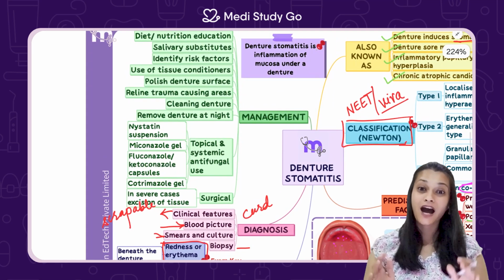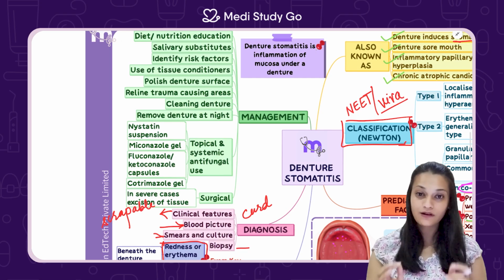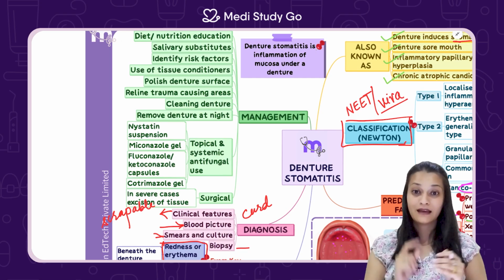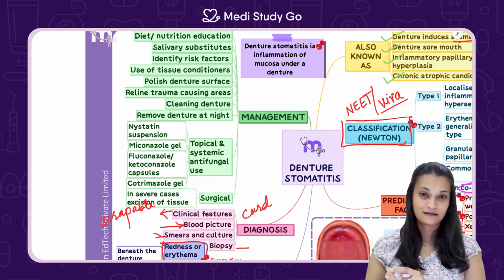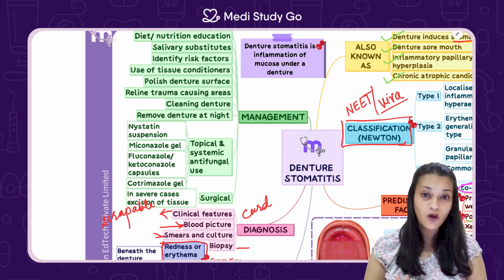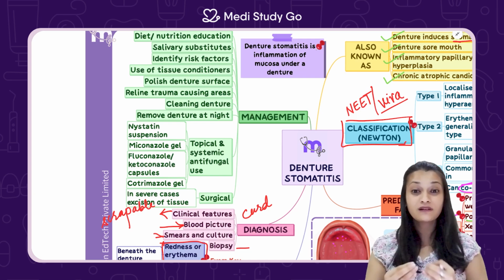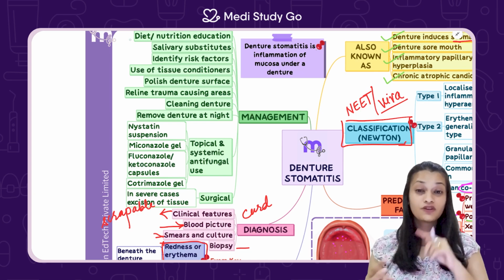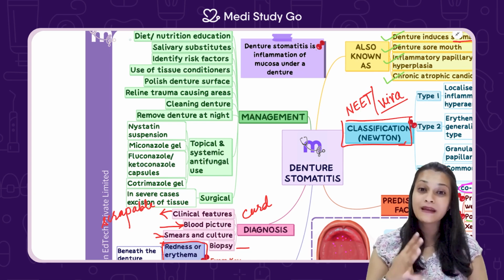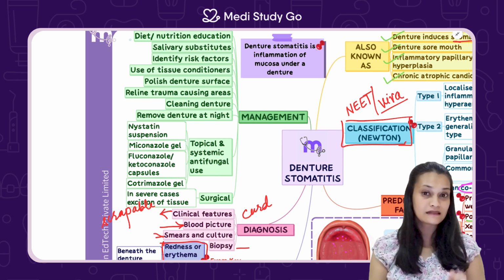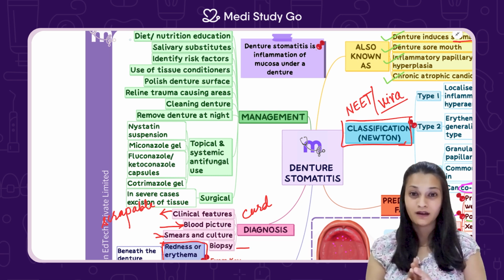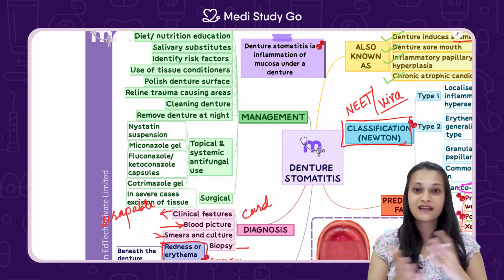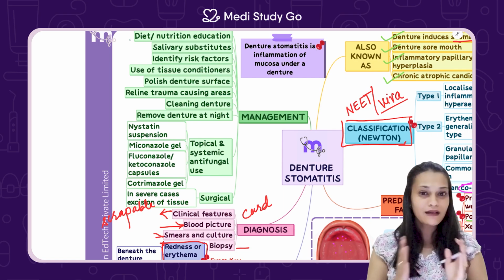Now, how do you manage this? First thing is that you do all the basic protocols. If there's any deficiency that's associated, if the patient is not maintaining the hygiene, you first instruct them how to use the denture, how to remove the denture, how to clean the denture, how to place the denture. Now, when I say place the denture, what exactly do I mean? Patients do put it in water, right? You have to be very specific. Change the water. They don't understand.